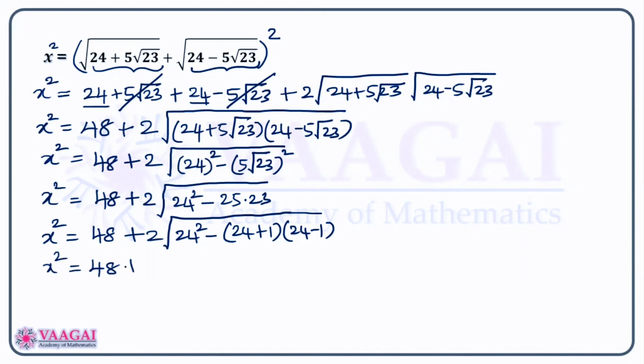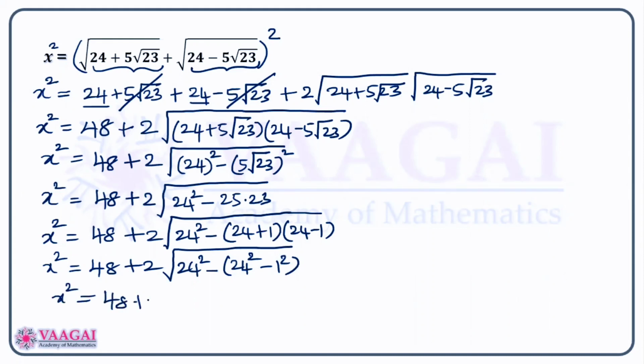Now further this can be simplified as 48 plus 2 root of, so this will again become 24 square minus, now again you see this a plus b into a minus b form. This can be written as a square, which is 24 square, minus b square, which is 1 square. Now I can simply write this as x square is equal to 48 plus 2 times of root of 24 square minus 24 square plus 1 square, when you bring this minus inside. So this becomes like 24 square minus 24 square plus 1 square. That means these two 24 squares can be cancelled. You will be left with root of 1 square alone inside the root.